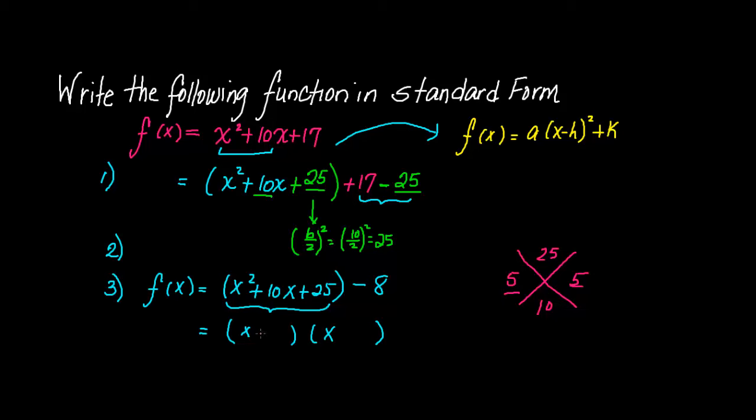So I add 5, and I add 5, minus 8. Now I notice that I have x plus 5 times x plus 5. I can rewrite that like this. I'm going to go ahead and come up here to write it. F of x is equal to x plus 5 squared minus 8. And now I've written it in standard form.